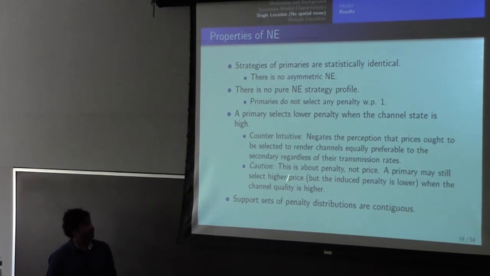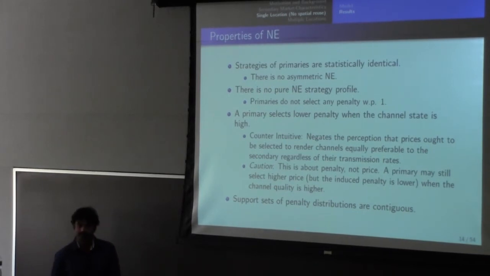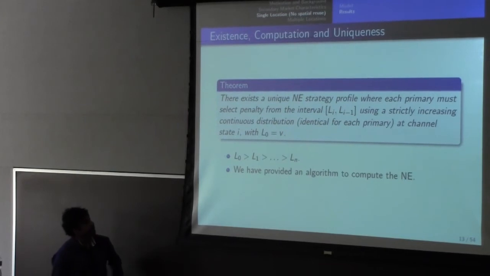So we have to map this penalty to the price. Even if the penalty is lower, the price can be higher when the channel quality is high. But it may happen that the primary selects a low price when the channel quality is high. When the competition for the high quality channel is very intense, a primary may select a low price for the high quality channel. And also, the support sets of the penalty distributions are contiguous.